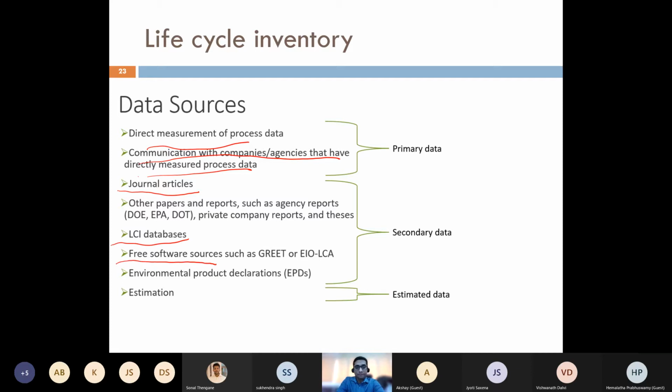We have different LCA databases. You have different softwares. Now, GREET is a good software as far as the transportation fuels are concerned. And then you also have the economic input-output LCA, which is an LCA combined with the economics. So even the databases for EIO-LCA are freely available. And then you can also have the estimated data, which could be based upon either the primary or the secondary data.